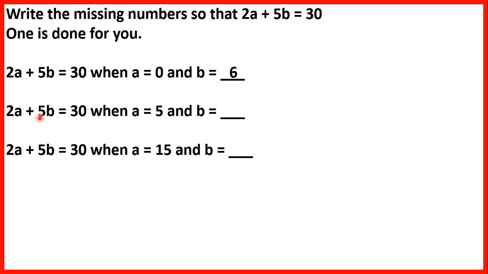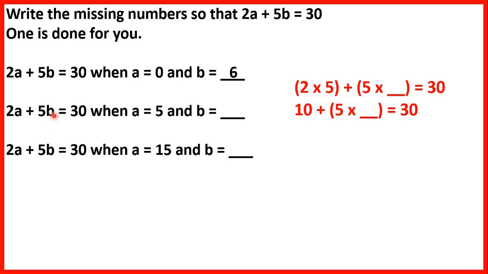Now 2a plus 5b equals 30 when a is 5 and b is what? Well, if a is 5, we have 2 times 5, so that's 10, and then 5 times b needs to add up to 30. Now 10 plus 20 is 30, so we need to think 5 times what is 20? Well, 5 times 4 is 20, so b must be 4. 2 times 5 is 10, 5 times 4 is 20, and 10 plus 20 is 30.